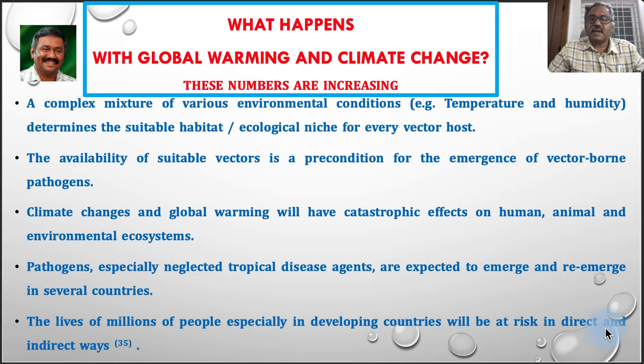What happens with global warming and climate change? These numbers are increasing. A complex mixture of various environmental conditions, for example temperature and humidity, determines the suitable habitat, the ecological niche, for every vector host. The availability of a suitable vector is a precondition for the emergence of vector-borne pathogens. Climate change and global warming will have catastrophic effects on humans, animals, and environmental ecosystems. Pathogens, especially neglected tropical disease agents, are expected to emerge and re-emerge in several countries. The lives of millions of people, especially in developing countries, will be at risk in direct and indirect ways.